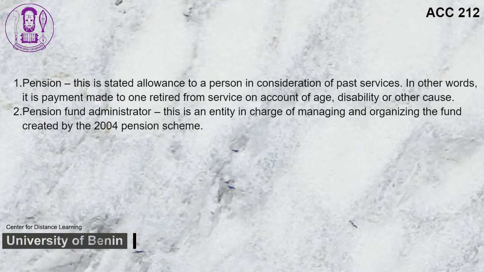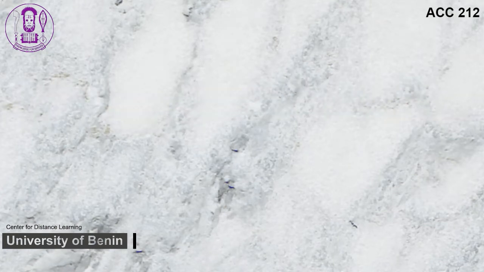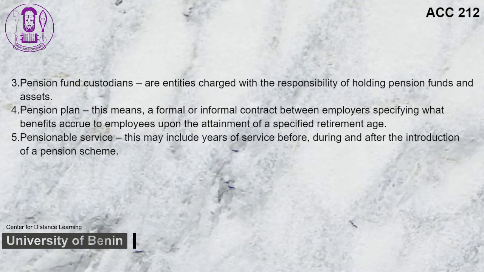2. Pension fund administrator is an entity in charge of managing and organizing the fund created by the 2004 pension scheme. 3. Pension fund custodians are entities charged with the responsibility of holding pension funds and assets. 4. Pension plan. This means a formal or informal contract between employers specifying what benefits accrue to employees upon the attainment of specified retirement age. Pensionable service. This may include years of service before, during, and after the introduction of a pension scheme.